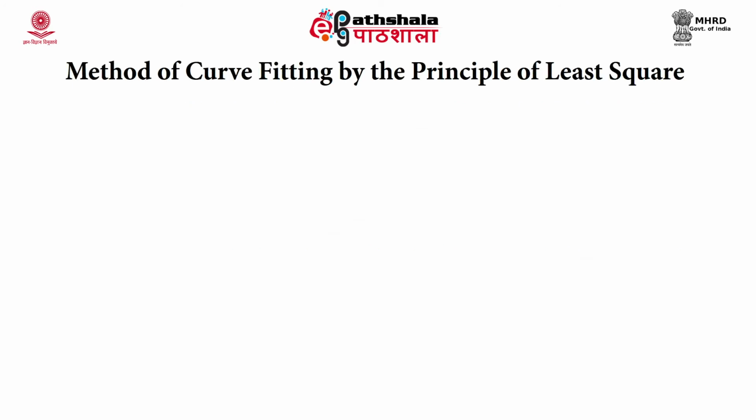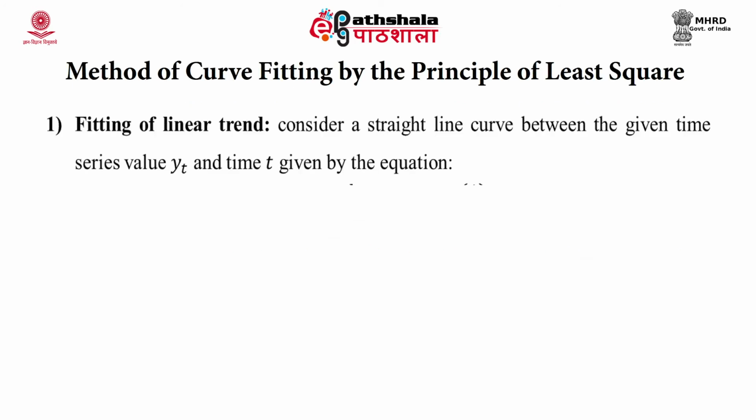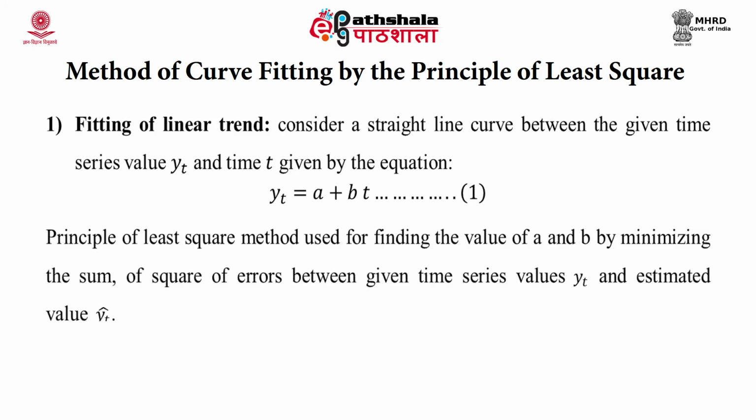In this module, we will discuss the fitting of linear, exponential and logistic trend explained by the principle of least squares. First, fitting of linear trend. Consider a straight line curve between the given time series value, that is yt, and time, denoted by t, given by the equation yt is equal to a plus bt. The principle of least square method is used for finding the values of a and b by minimizing the sum of squares between the given time series value yt and the estimated value, that is yt hat.